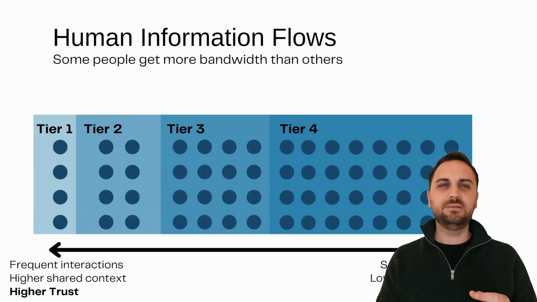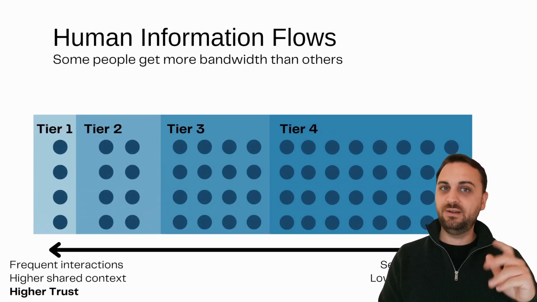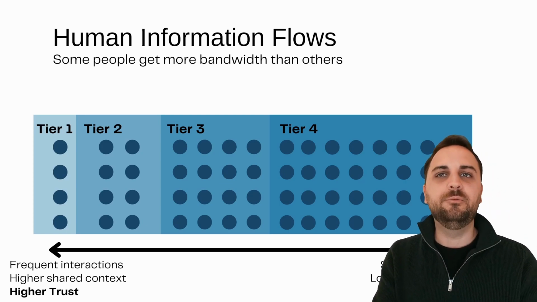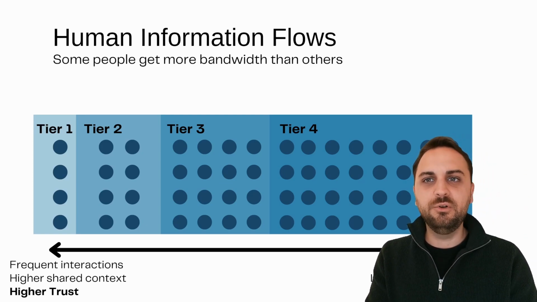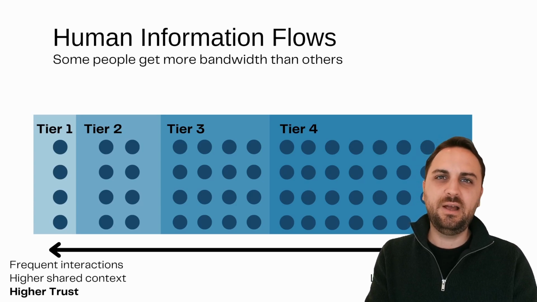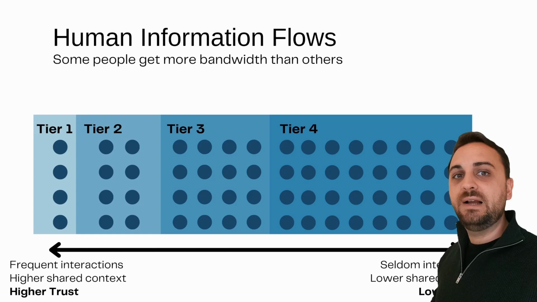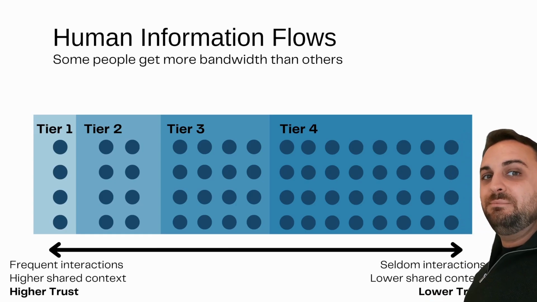So if we think about this a little bit more in terms of systems networking, we find you might actually have 4 tiers of service that you give to other people, right? Tier 1: very small group, high interaction, high shared context, high trust. Tier 4: a lot of people can get in there, but we're not going to interact as often. We're not going to have as deep a shared context.